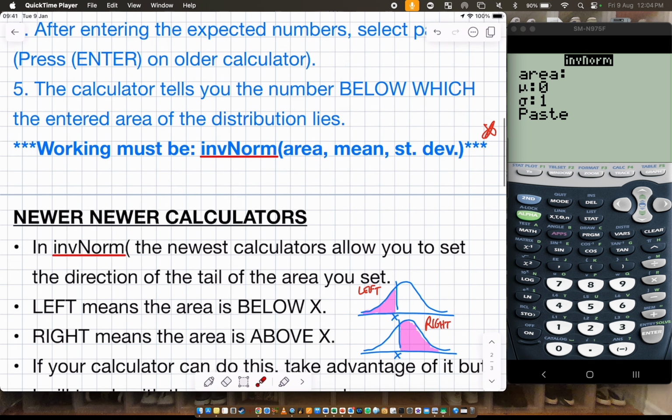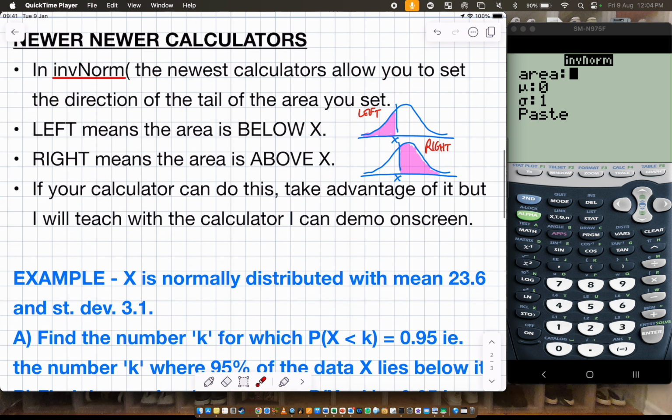All right, let me demonstrate. Let me talk about the newer calculators. So this only affects 3 people in this class. If you have a calculator like mine that you can see on the screen, or the calculator like theirs, those two, inverse normal only works to the left. Inverse normal only tells you the number below which the area is on the left of it. That's why you guys set it to the left, because I'm teaching mostly to people with older calculators. You have a slight advantage though, because you guys can set the tail to the right.